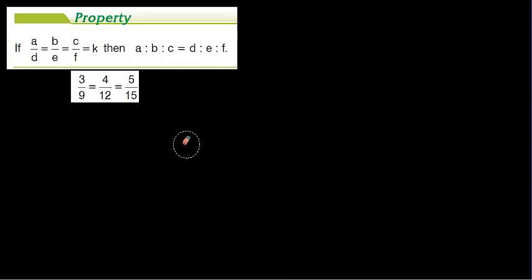Here is the seventh property and the last property. If a over d, b over e, c over f is equal to k, then we can write it like this: a divided by b divided by c is equal to d divided by e divided by f. I'm going to give a numerical example: 3 divided by 4 divided by 5 will be equal to 9 divided by 12 divided by 15.